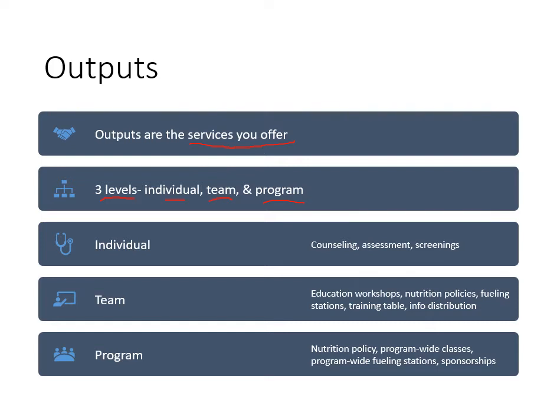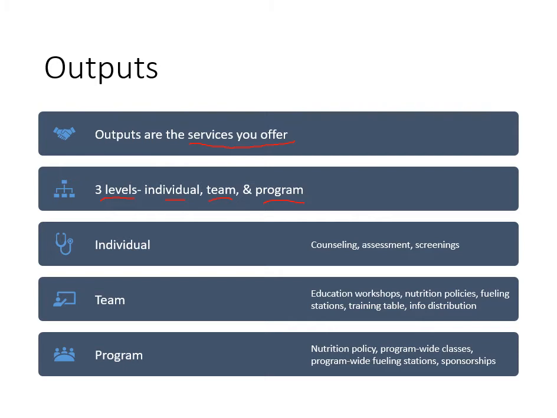So at the individual level, common outputs might be something like counseling. It could be assessments you do or screenings. Let's say an athlete comes in, you give them a survey that might screen them for disordered eating.